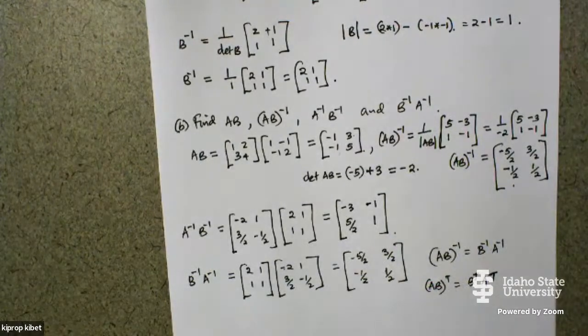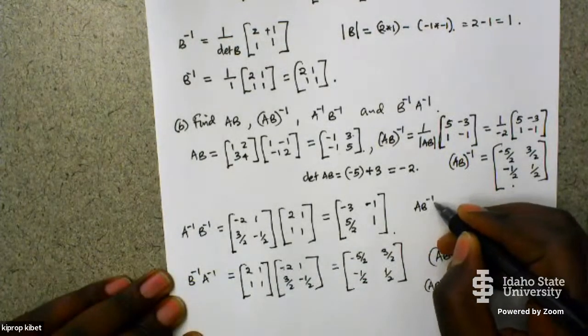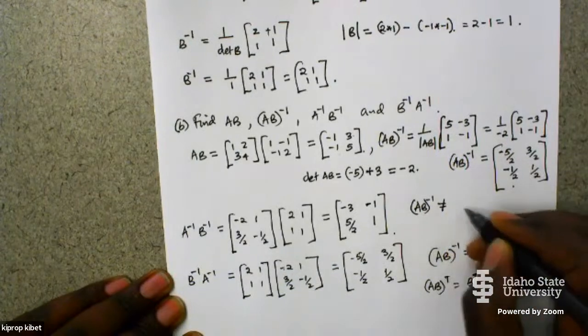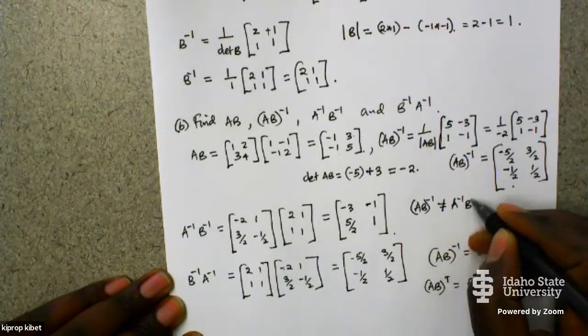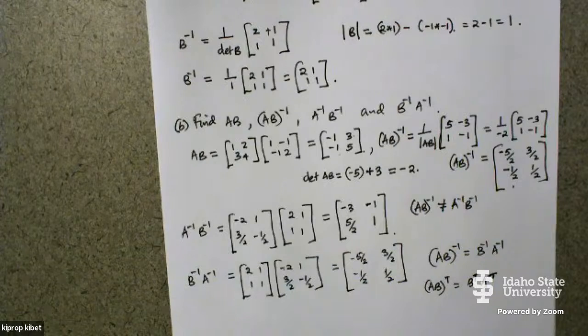It's actually similar. So let me write it here. AB inverse here is not equal to A inverse B inverse. It is not equal. So make sure you remember that. Any question up to that?